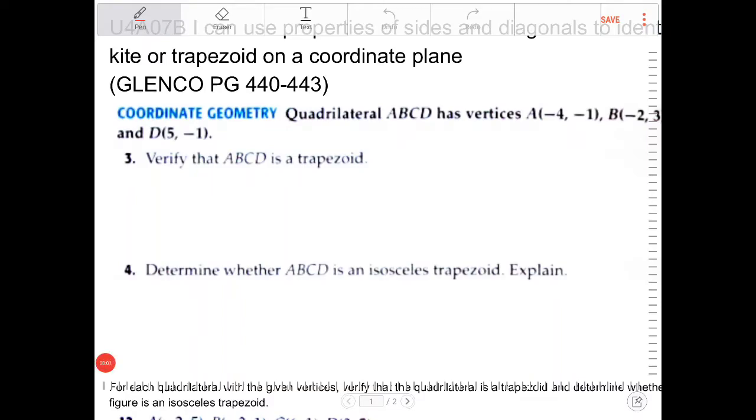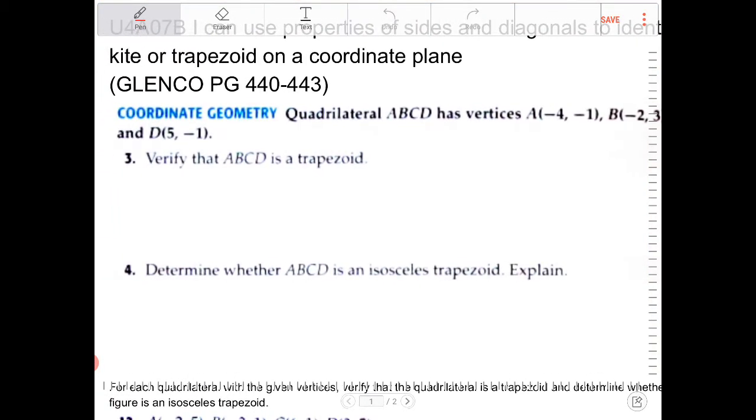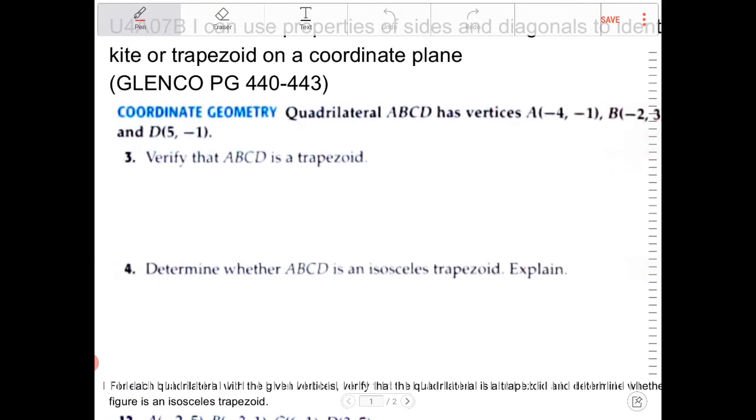So students, in this video I will go through exercise U4A07B, which is applying properties of sides, diagonals, and angles to identify kites or trapezoids on a coordinate grid. Let's take a look. This is taken straight out of the Glencoe textbook from page 440 to 443. The question reads, quadrilateral ABCD has vertices given by those numbers there. Verify that ABCD is a trapezoid.